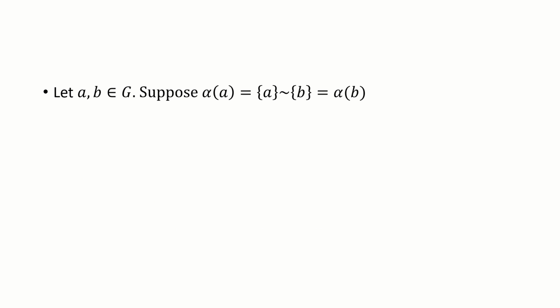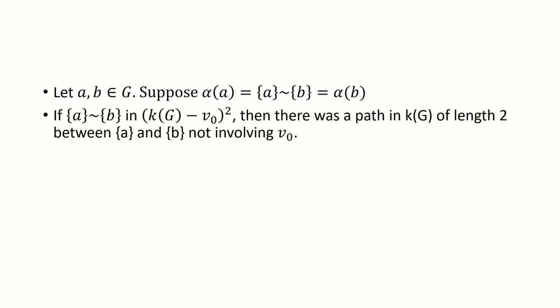In the other direction, any neighbors of the zero clique vertex that are adjacent in K of G minus V sub 0 squared must have had a path of length 2 or 1 between them in K of G that did not involve the zero clique vertex. And since one clique vertices are never adjacent, it must have been a path of length 2. That means that they must correspond to two vertices in the original graph that are adjacent.